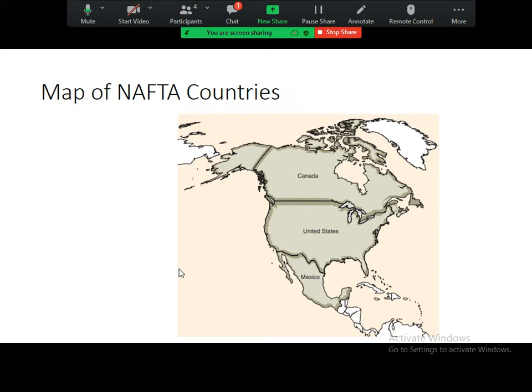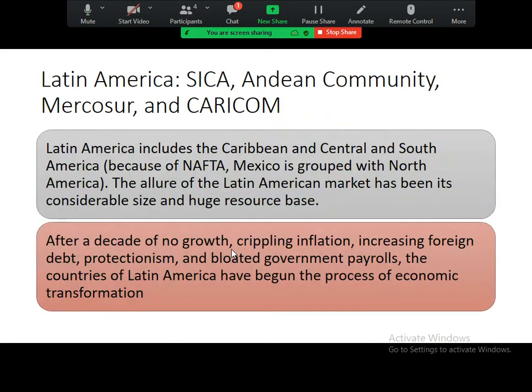Now Mexico engages in some protectionism of its own. For example, in 2003, a 98.8% tariff was imposed on chicken leg quarters beyond the first 50,000 metric tons imported. In addition, Mexico imposed a 46.6% tariff on red and golden delicious apples. So this is the map of the NAFTA countries: Canada, United States, and Mexico. So this is North America.